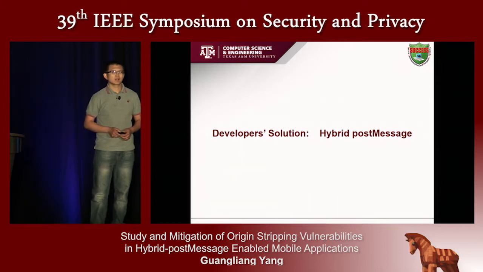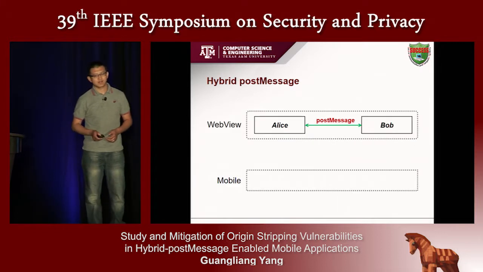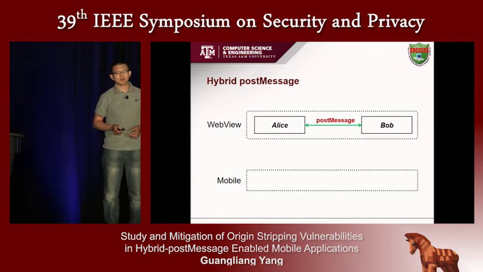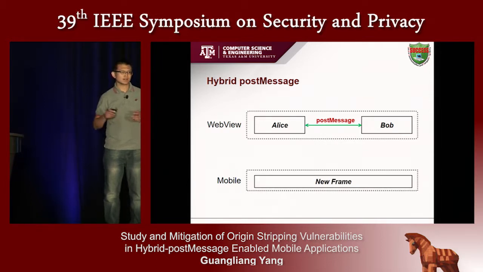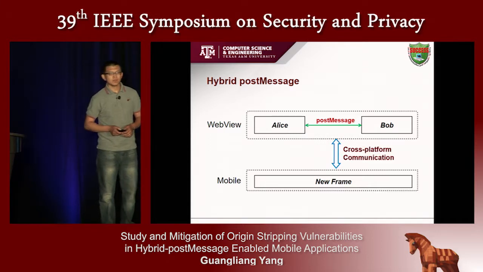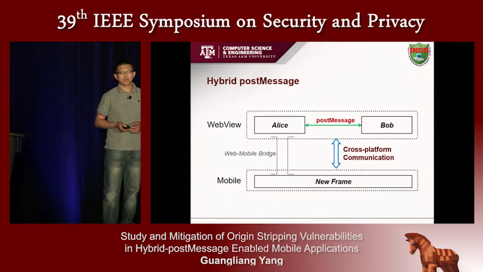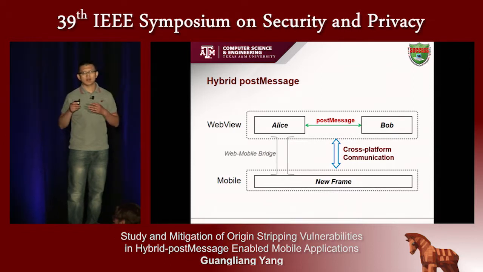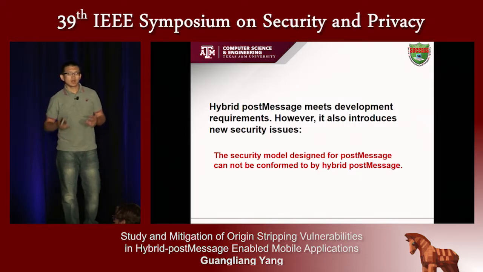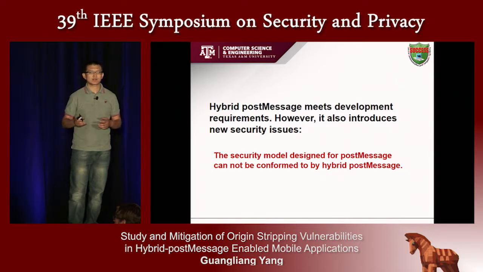We call the extension hybrid post-message. This picture shows the architecture of hybrid post-message. Developers treat the mobile code as a new frame and let the new frame talk with the existing web frames. In this way, developers implement the communication between different platforms. This is usually achieved through ad hoc methods such as web and mobile bridges that link the web platform and the mobile platform. Hybrid post-message meets developers' requirements.